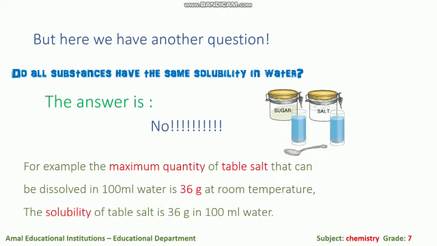For example, the maximum quantity of table salt that can be dissolved in 100 milliliters of water is 36 gram at room temperature. The solubility of table salt is 36 gram in 100 milliliters of water, not 204. So every substance has its own solubility.